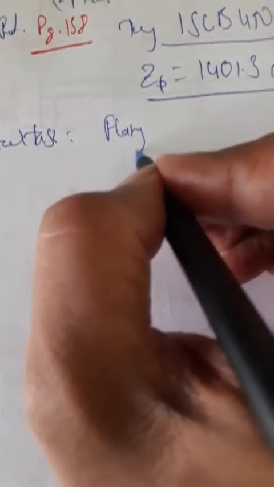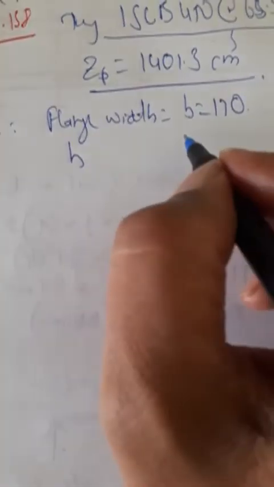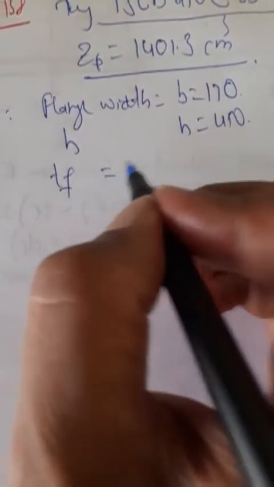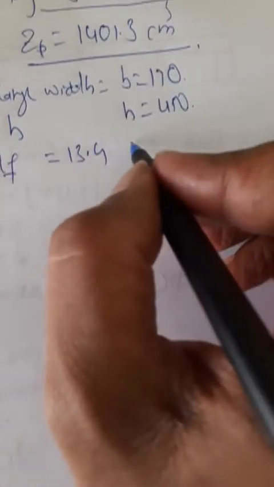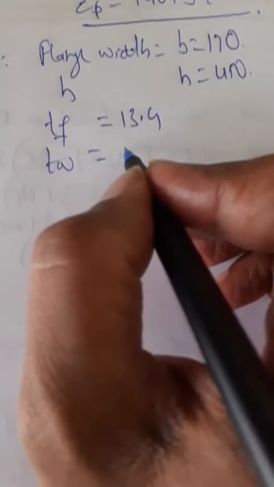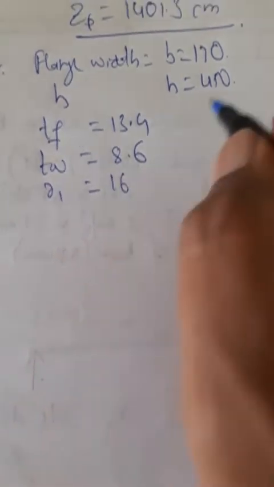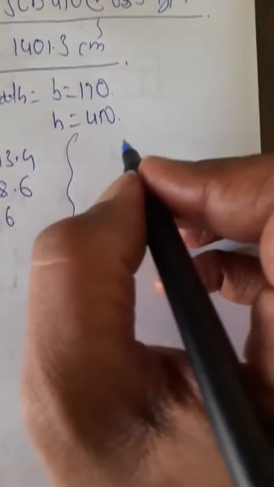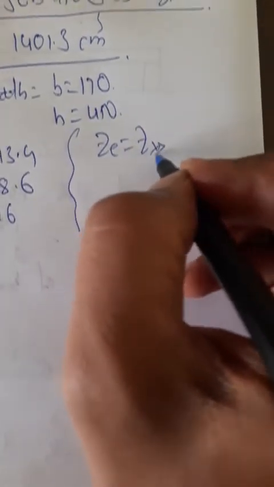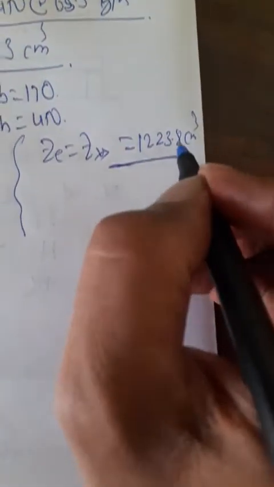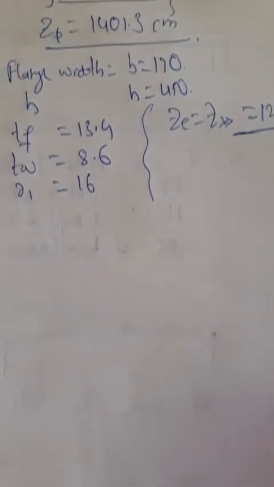Flange width B is equal to 170 mm, height H is equal to 450, thickness of flange TF 13.4, thickness of web TW 8.6, radius at root R1 16 mm. So these are the values we get from steel table. Next, ZE is equal to ZXX is equal to 1223.8 centimeter cube. So these are the values which we require later on.